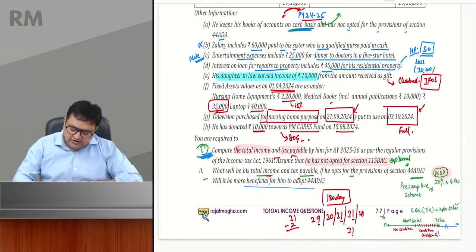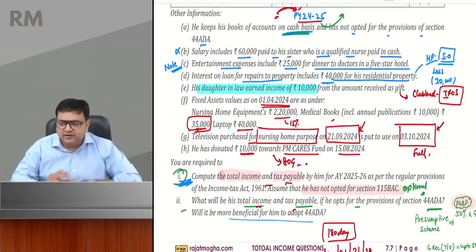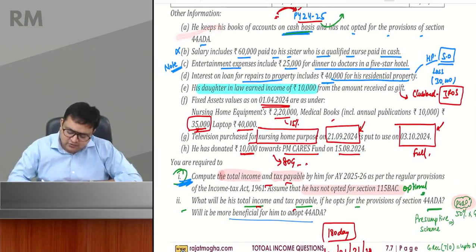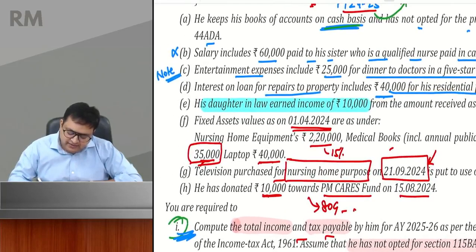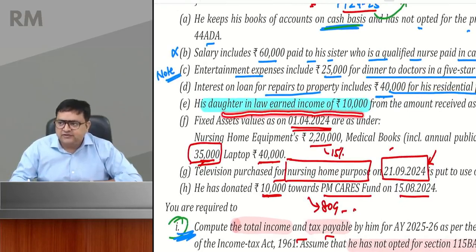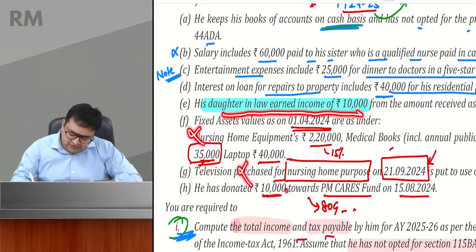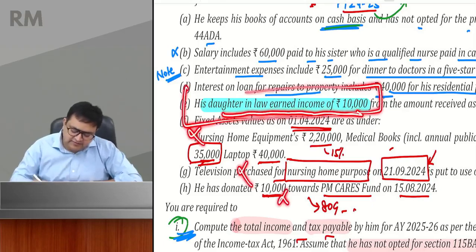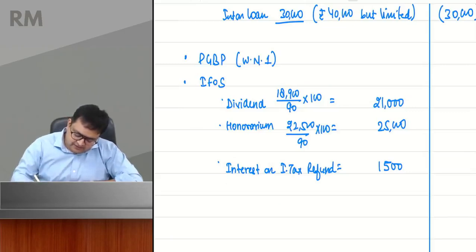Just look at any information. If some income is sitting over here, first one, salary, no, this is included. It is not IFOS. Interest on loan is not. E point: his daughter-in-law earned income of 10,000. That is your IFOS income, right? Then fixed assets, no. Television purchase, no. Donated, no. So this is the only IFOS income, 10,000 rupees we have. This is clubbed income, 10,000.